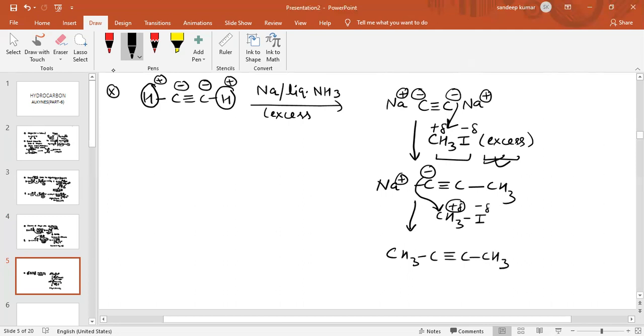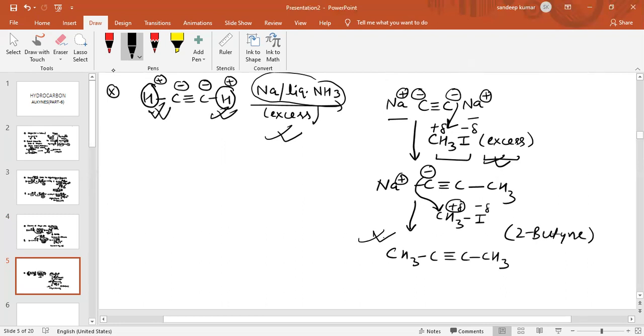So these are the steps which we have to follow. If sodium and liquid ammonia are present in excess, then both of the acidic hydrogens will be replaced by sodium, and also CH3I is present in excess. So the carbon nucleophile will attack in the first step. Again, this carbon will also attack. So this is the major product obtained by the reaction. The name of this product is 2-butyne.